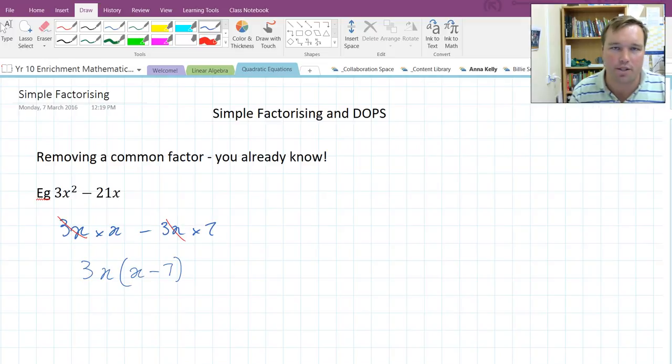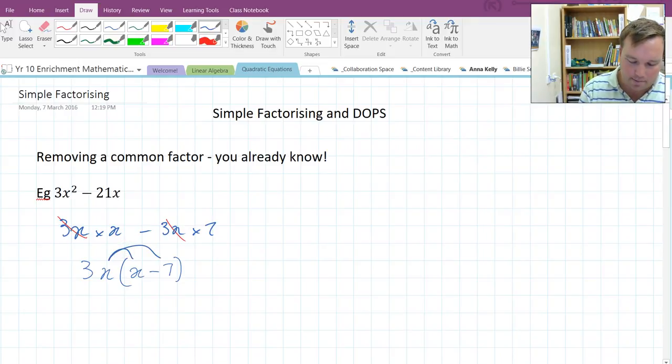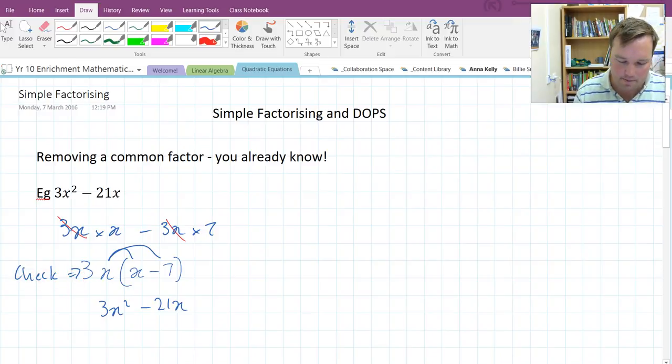Now note, no matter what type of factorising you do, you should be able to check by expanding it out, which should get you back to the original. So if we expanded this out, 3x times x is 3x squared, 3x times negative 7 is negative 21x. And we're back to the start. So it's worth just doing this check there.